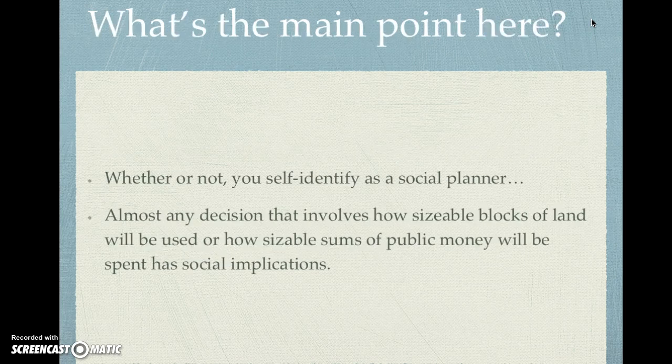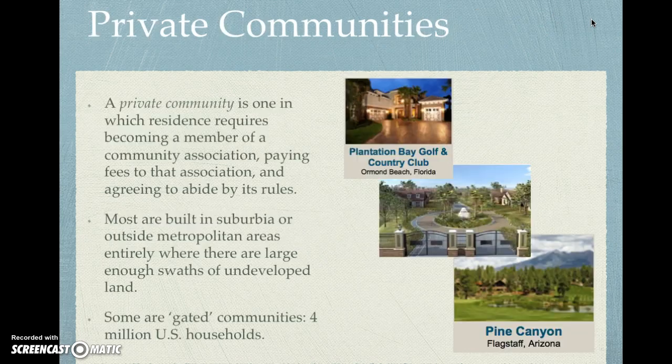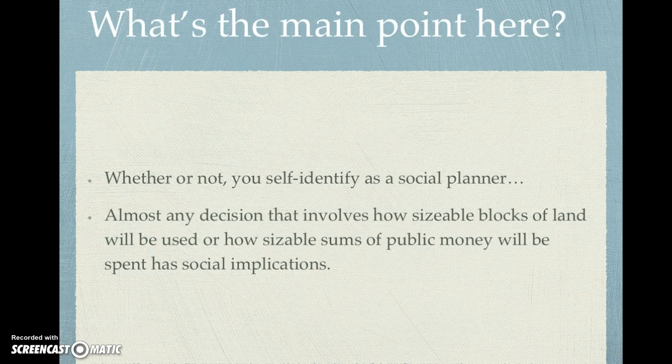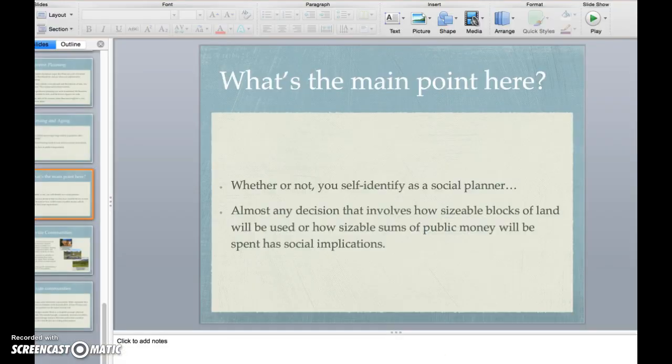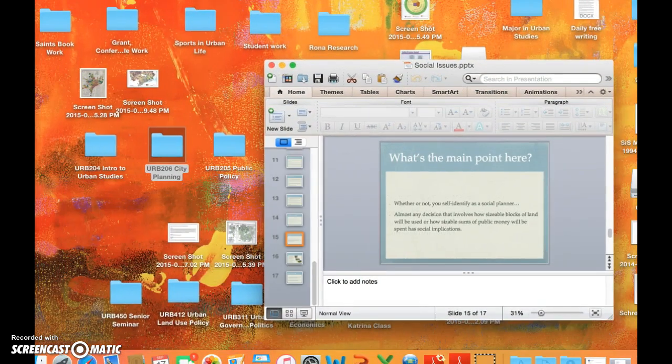So the main point here, whether or not you self-identify as a social planner, is that almost any decision that involves how these big blocks of land are going to be used, how these huge sums of money will be spent, has social implications. So let's think about that, and let's definitely in class talk more about different social issues that are important to you and what that might look like in an urban planning context. There's a lot of them. This was just a really quick overview. There's definitely a lot more details we could go into about these different social issues and how they would influence planning, or when you're designing your utopia.